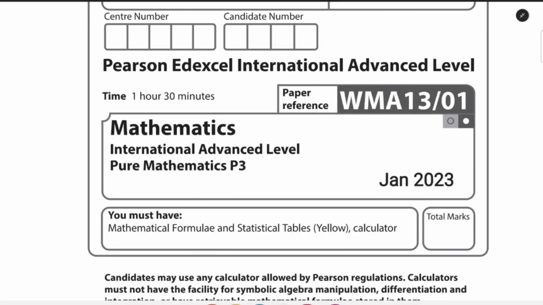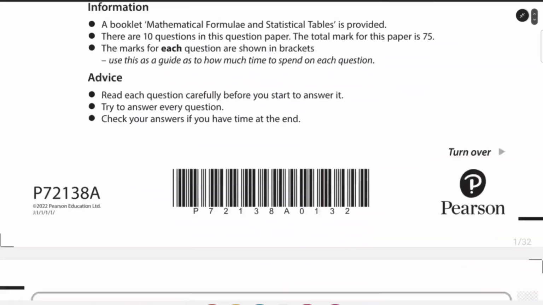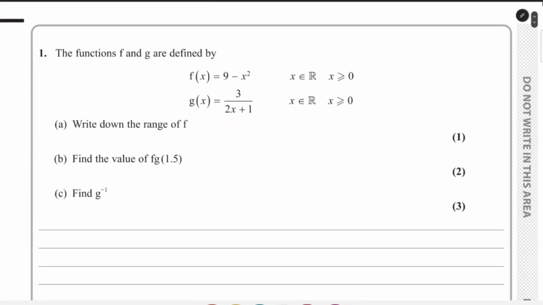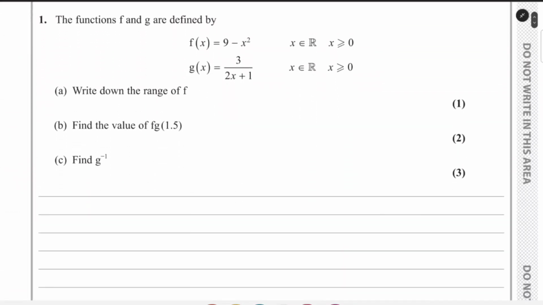Welcome to Mathematics. Today we'll be solving the Pearson Edexcel IAL January 2023 paper of P3. The first question is about functions.